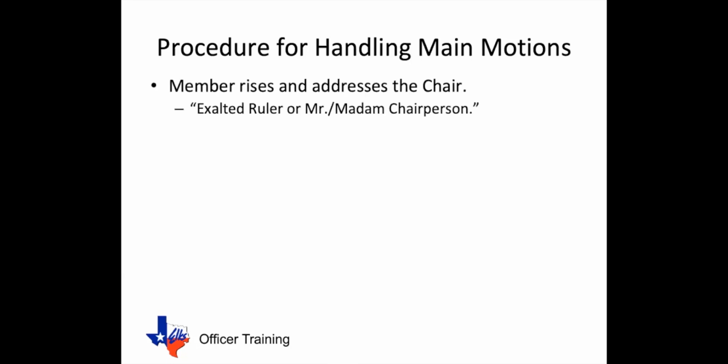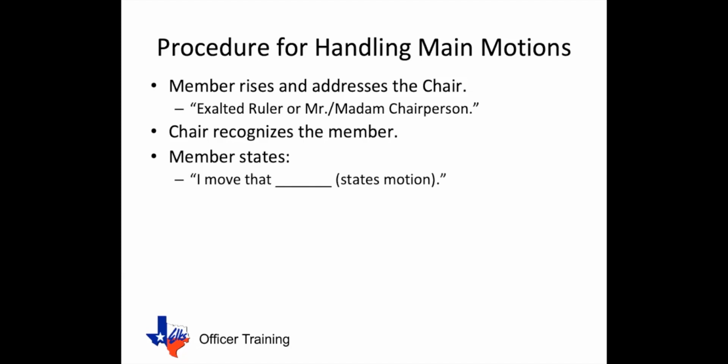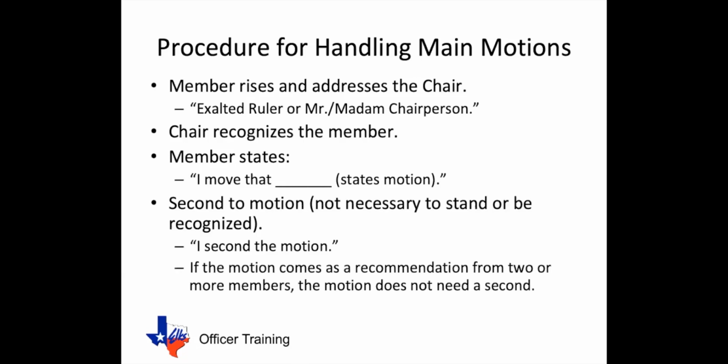Now, the procedure for handling a main motion is that a member rises and addresses the chair, exalted ruler, or in the case of another type of meeting, Mr. or Madam Chairperson. The chair recognizes the member, and then the member states, I move that, and then states the motion that they're bringing. Someone seconds the motion, and they don't need to stand up or be recognized, and says, I second the motion.